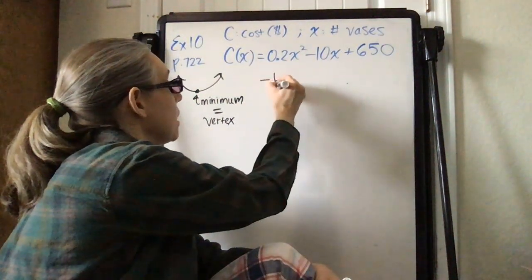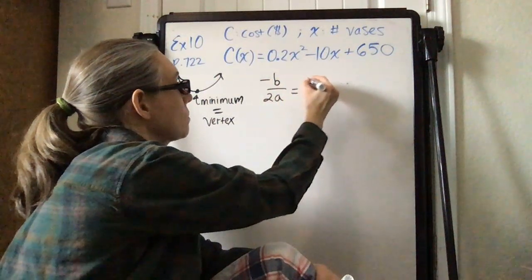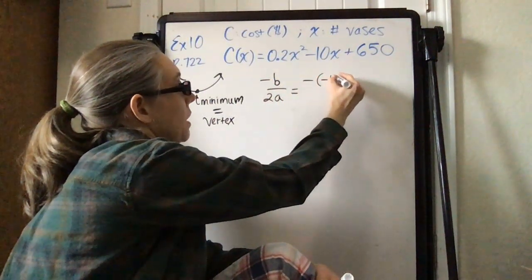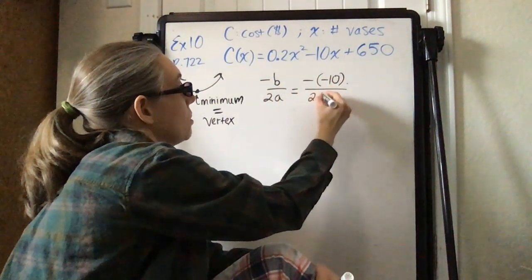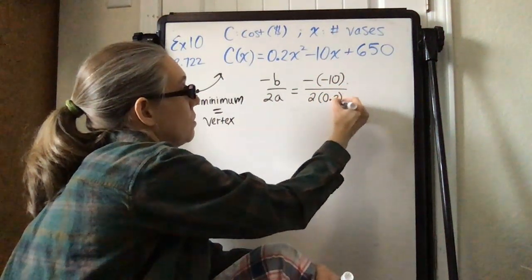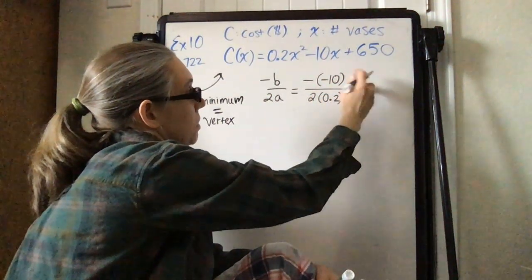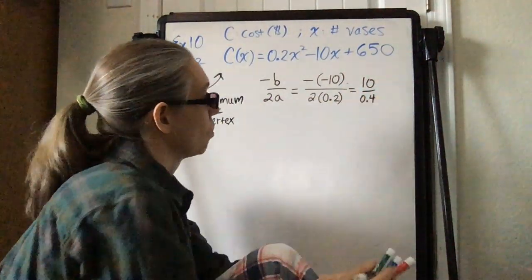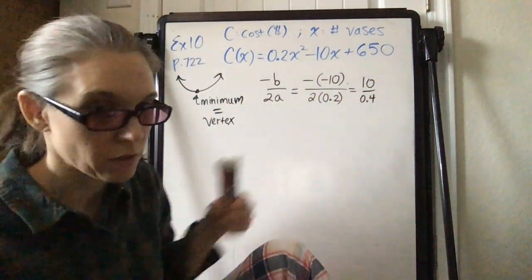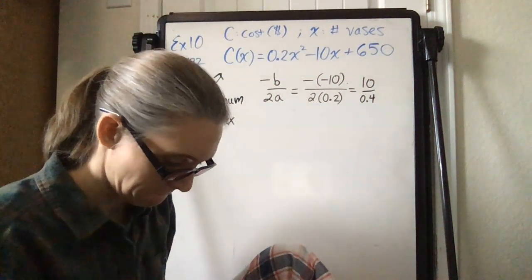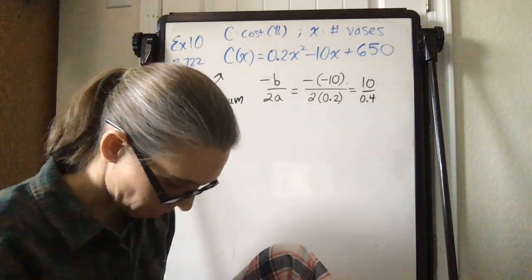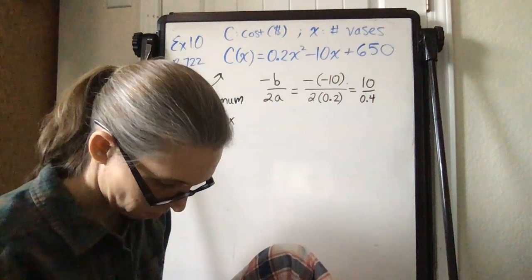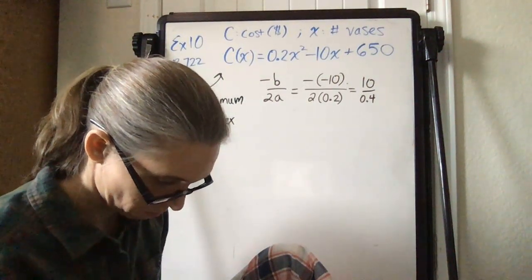So negative b over 2a, negative 10 over 2 times 0.2, that's going to be a positive 10 over 0.4. Just use your calculator for that. It's probably going to be like 25. Yes, 25.